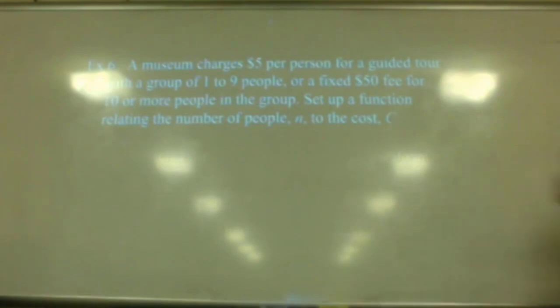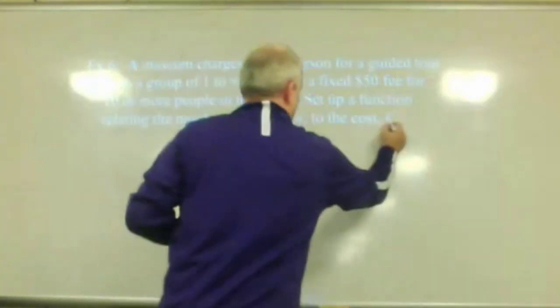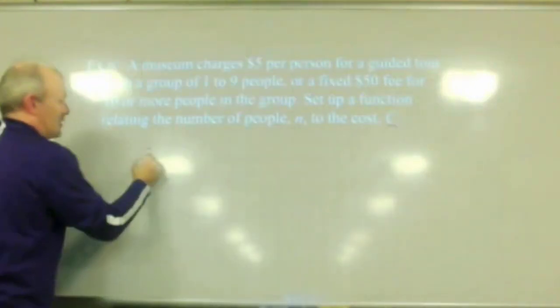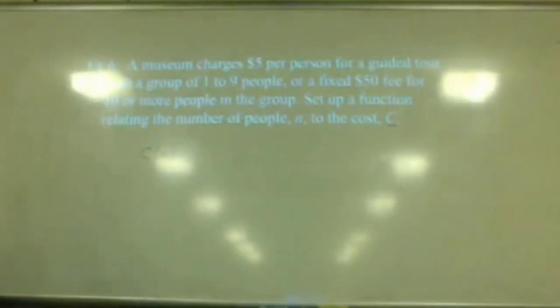Okay, so let's say, for instance, a museum charges $5 per person for a guided tour with a group of 1 to 9 people, or a fixed $50 fee for 10 or more people in the group. Set up a function relating the number of people, n, to the cost, c. The first thing we want to think of is our cost is c, so let's just call that the function name, c of n. Okay, so based on the n value, we're going to figure out the cost.